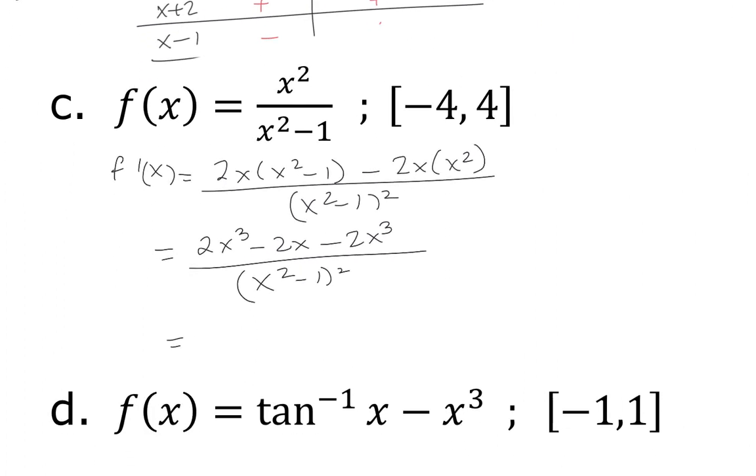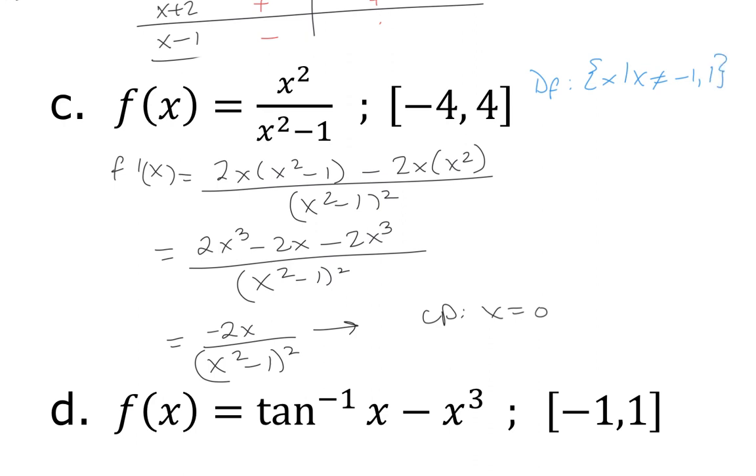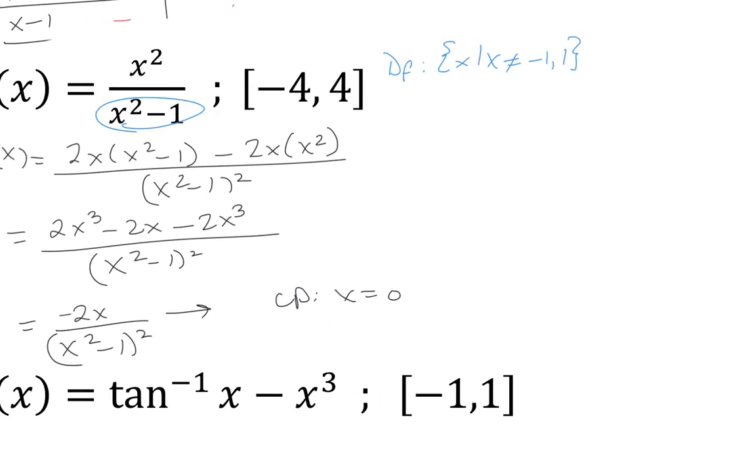So what we have is just negative 2x in the numerator and x squared minus 1 squared in the denominator. This tells me my only critical point is when x is equal to 0. All right, so the domain of this original function, domain of f, is everything except for negative 1 and 1. So x cannot equal negative 1 and 1, and the reason is because this would be undefined. So because it's undefined at negative 1 and 1, and those values are in this interval, that tells me I must have vertical asymptotes at x is equal to negative 1 and at x is equal to positive 1.